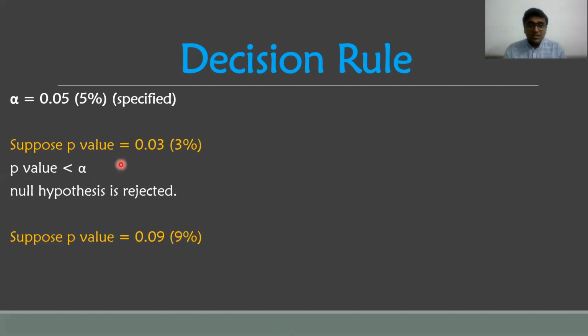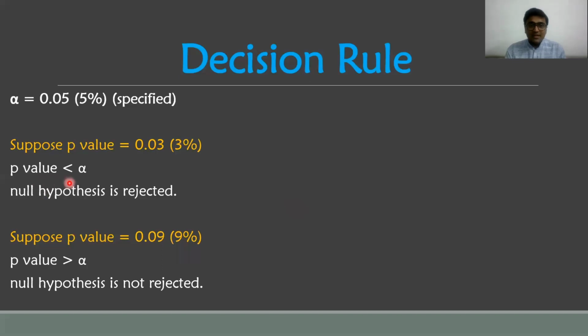Now suppose p-value is equal to 0.09. Now this p-value is greater than alpha. This 0.09 shows that this null hypothesis can be rejected at 9%, or the smallest value at which this null hypothesis can be rejected is 9% or 0.09. So it is obvious that we cannot reject the null hypothesis at 5% or 0.05. So when p-value is greater than alpha, the null hypothesis is not rejected, or we fail to reject the null hypothesis. So this is the decision rule.